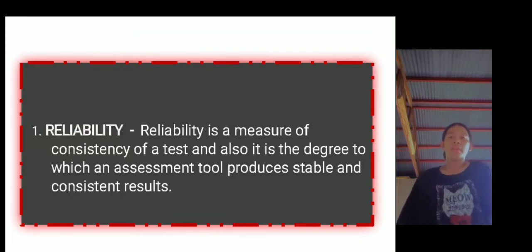So let's talk about reliability. What is reliability? Reliability is a measure of consistency of a test, and also it is the degree to which an assessment tool produces stable and consistent results. In other words, reliability is a measure of the consistency of a metric or method.